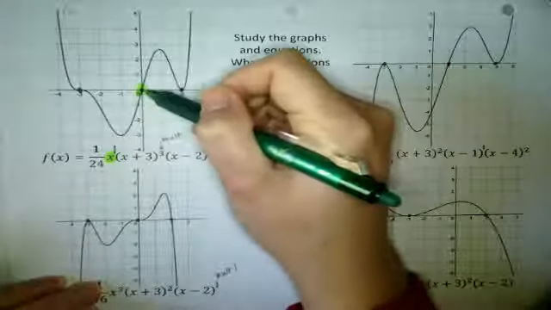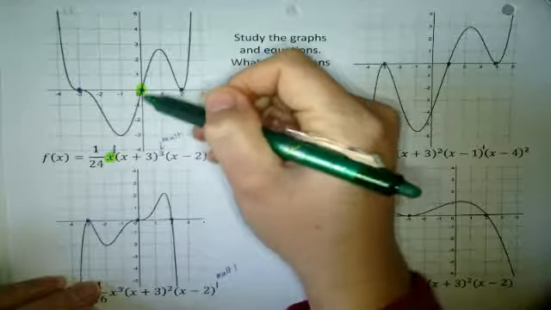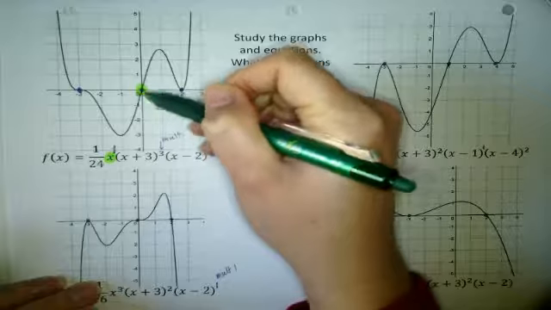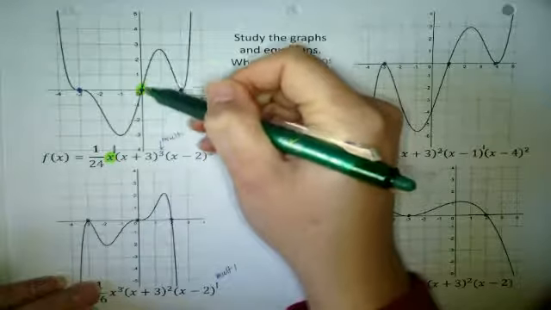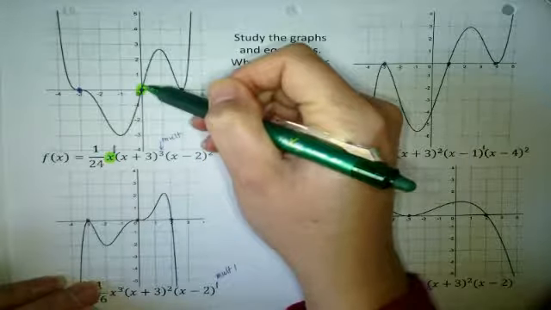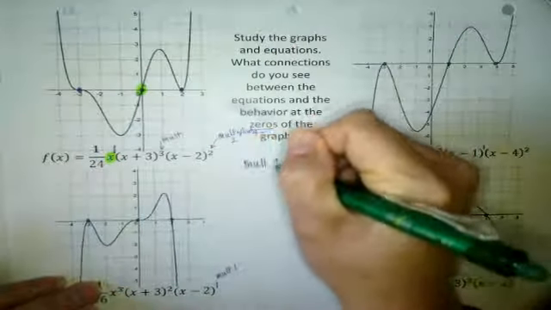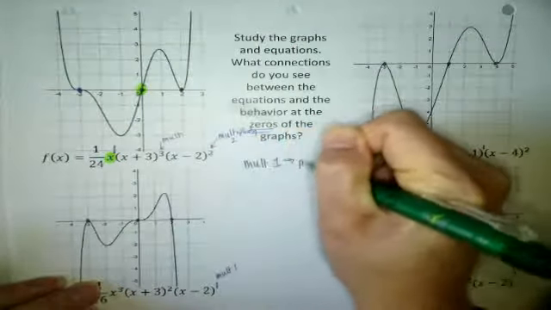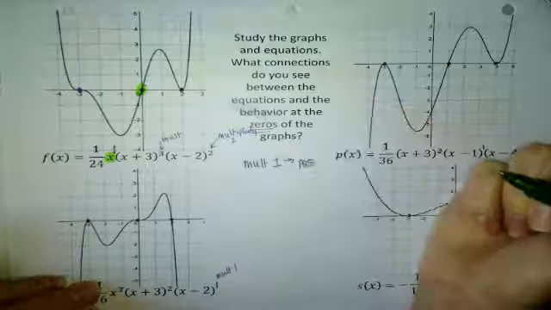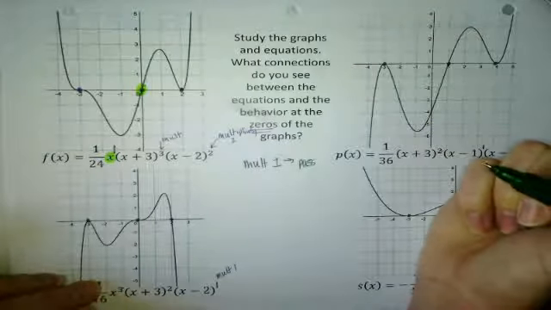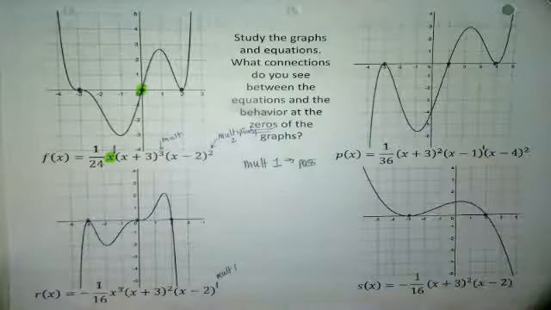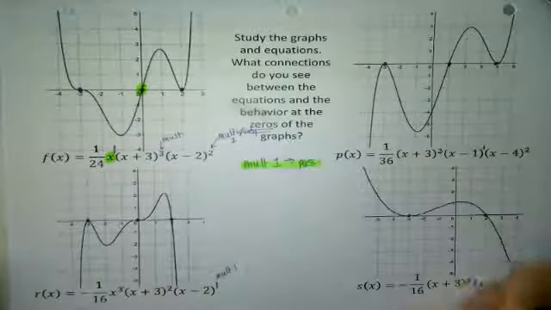And you can see that the graph at 0 is almost linear. It's like a straight line. It passes straight through the 0. So if you have a multiplicity of 1, it causes you to pass straight through that 0. So anytime you see that, let's see if we see that somewhere else.